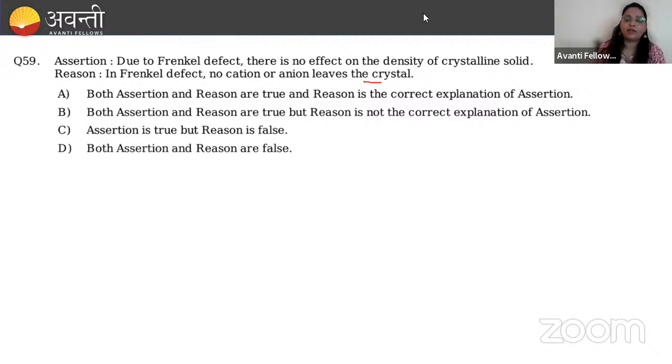Do you have any idea about that? Okay, so I will tell you. In Frenkel defect, there is no change in density. So the assertion, that due to Frenkel defect there is no effect on the density of crystalline solid, is true. But why is this true? Because no cation or anion is missing during the Frenkel defect. So the reason is also correct. Both assertion and reason are true, and reason is the correct explanation for the assertion. So option A will be the correct answer for this problem. That is the Frenkel defect we have studied in solid state, right?